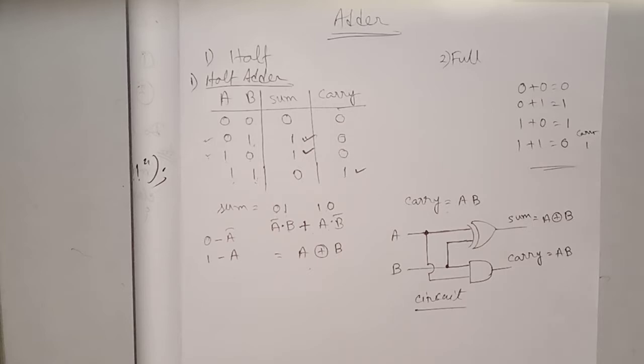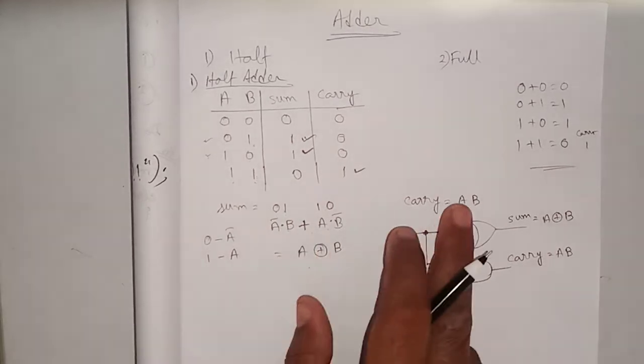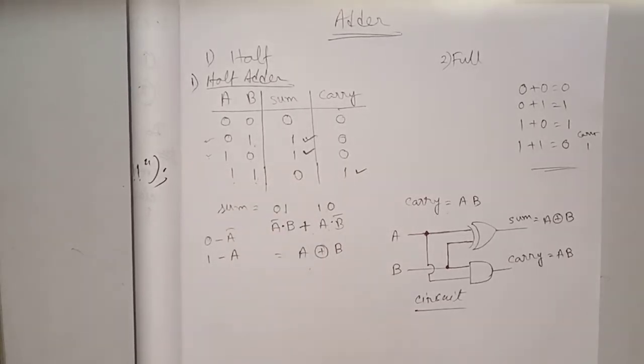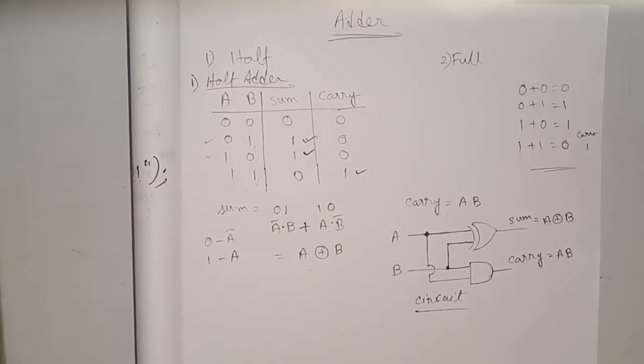I hope all of you understand how we get the values and how we prepare the truth table of the half adder, how you get the different expressions from the half adder and how to draw a circuit from the half adder. This is a very important question for class 11 as well as class 12.